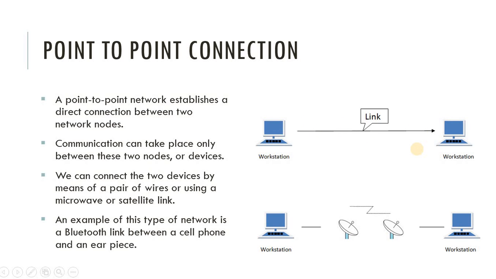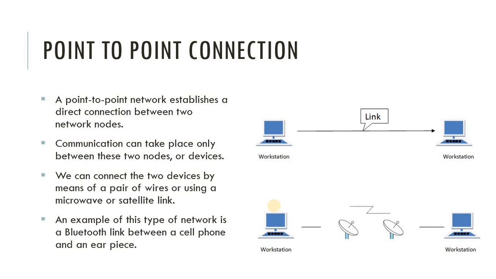The second is a wireless point-to-point connection. We can connect the two devices by means of a pair of wires or by using a microwave or a satellite link. So in the wireless connection, these two PCs are connected via radio waves. It is also called microwaves or satellite links. So there is no physical wire between them, but still they are connected.